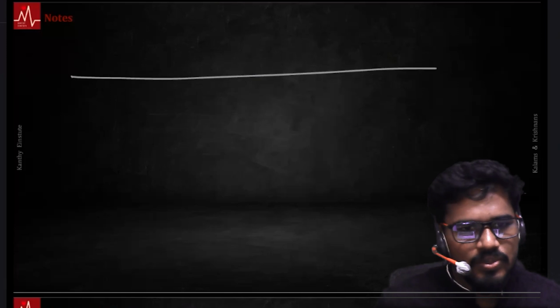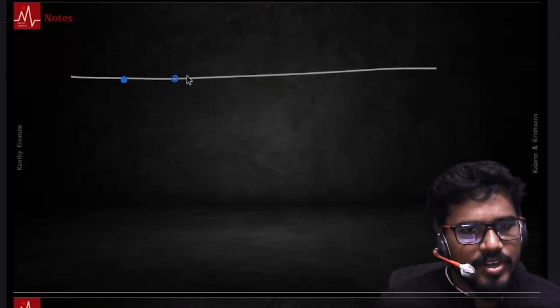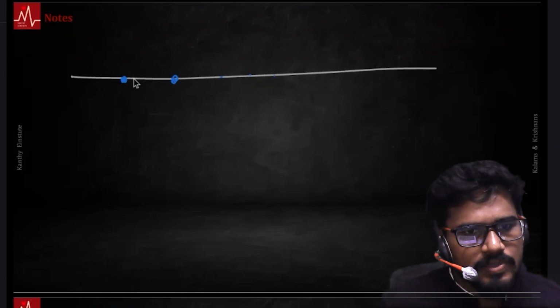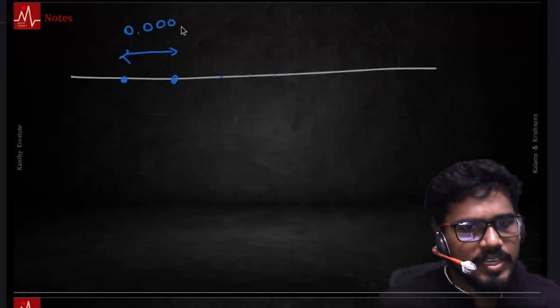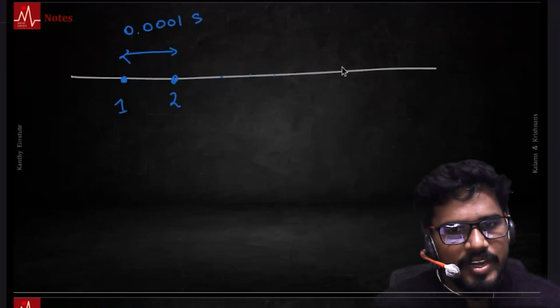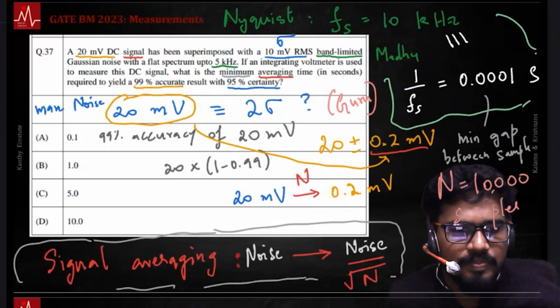So you need to sample a data point here, and you need to keep on doing that. This minimum distance is 0.001 seconds. This is sample 1. This is sample 2. And you need 10,000 samples. What is the minimum time required? Notice this is the minimum time.